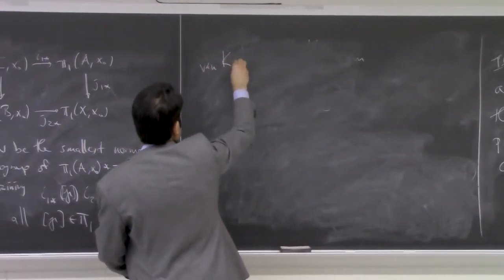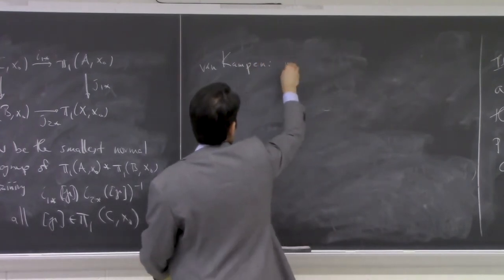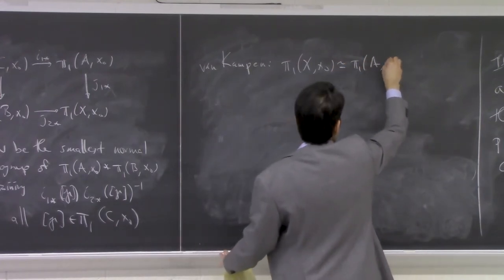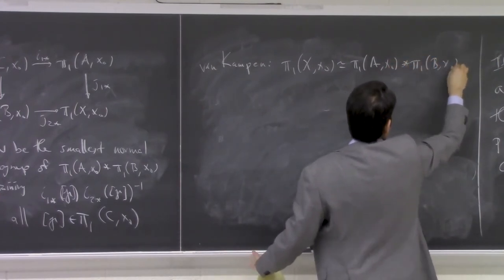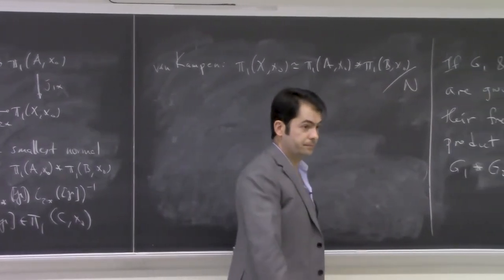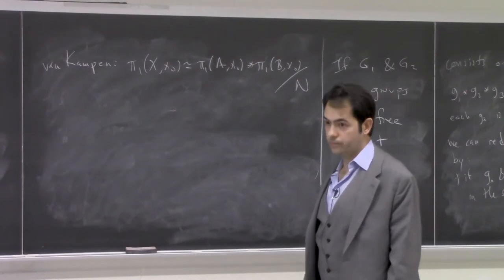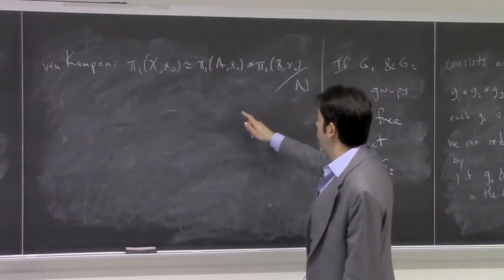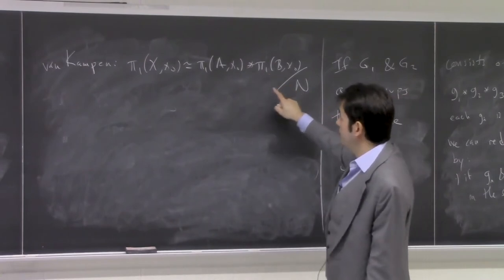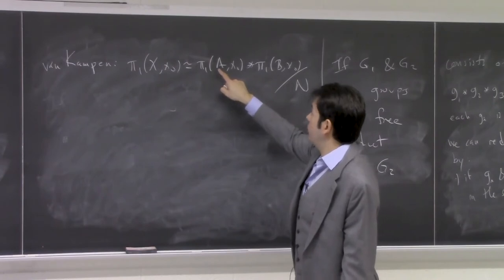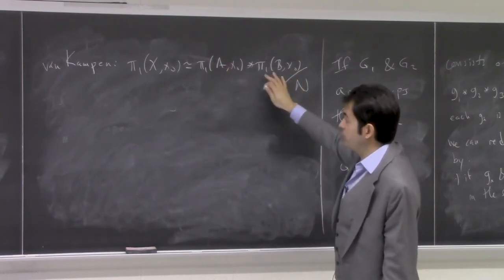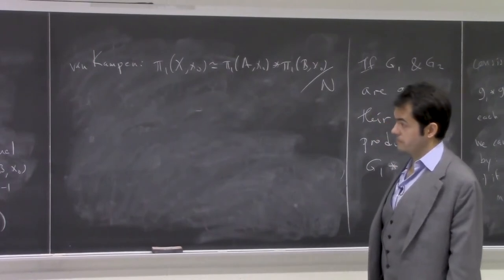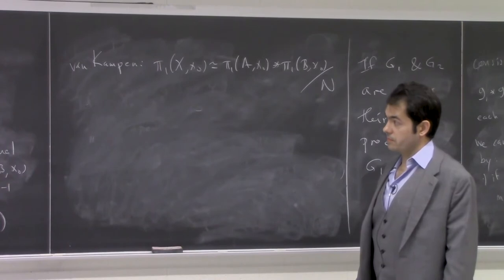Then Van Kampen says that the fundamental group of X is the free product mod out by the normal subgroup. Okay, so this says exactly what I just erased, that we're just taking the free product, and then we're identifying an element here and here if it comes from the same element in the intersection.